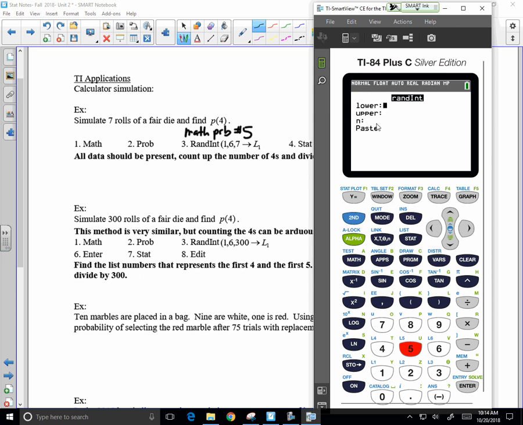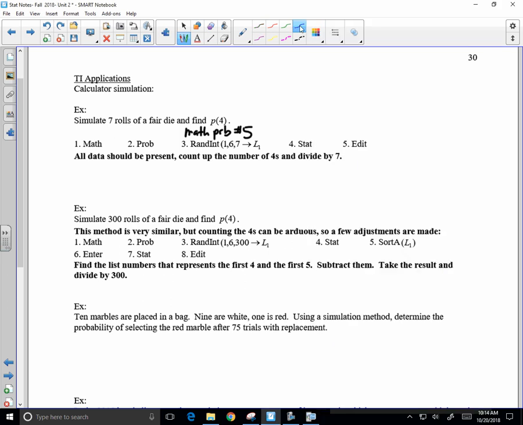It'll look like this. So the lower number in my set, I'm talking about rolling a die. The lowest number you can get is a 1. The upper bound, the largest number you can get is a 6. And n represents the number of trials. So in this case, 7 rolls of a fair die. Right? N is always the number of times that you're doing something.